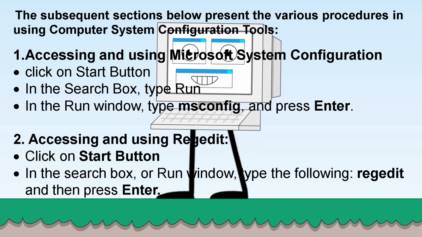First, we have accessing and using Microsoft System Configuration. Just click on Start button. In the search box, type Run. In the Run window, type msconfig and press Enter.